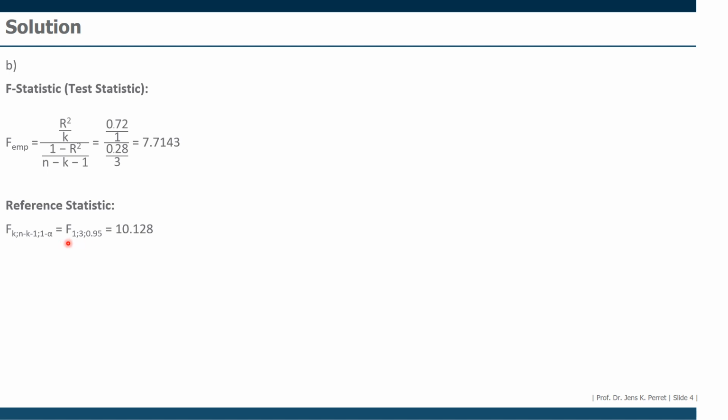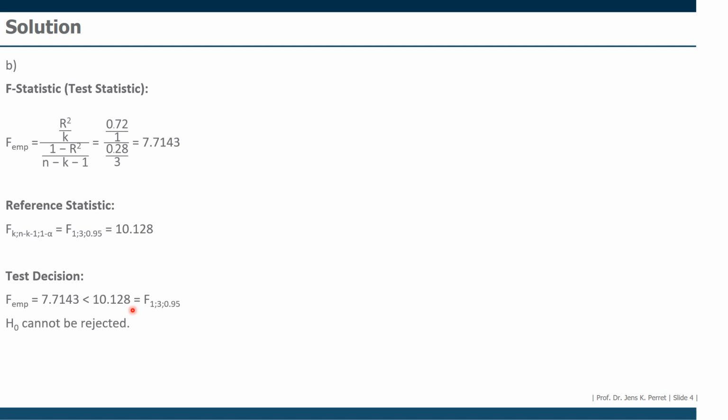Meaning we're going to take our table for the f distribution and look up the value F 1, 3, 0.95. There we're going to find the value 10.128. So that's more or less all the stuff we have to do, calculation or looking up wise. Then for our actual test, we're just going to compare test statistic and reference value. Here we see that the test statistic is smaller than the reference value. This means we cannot reject our H0 hypothesis.